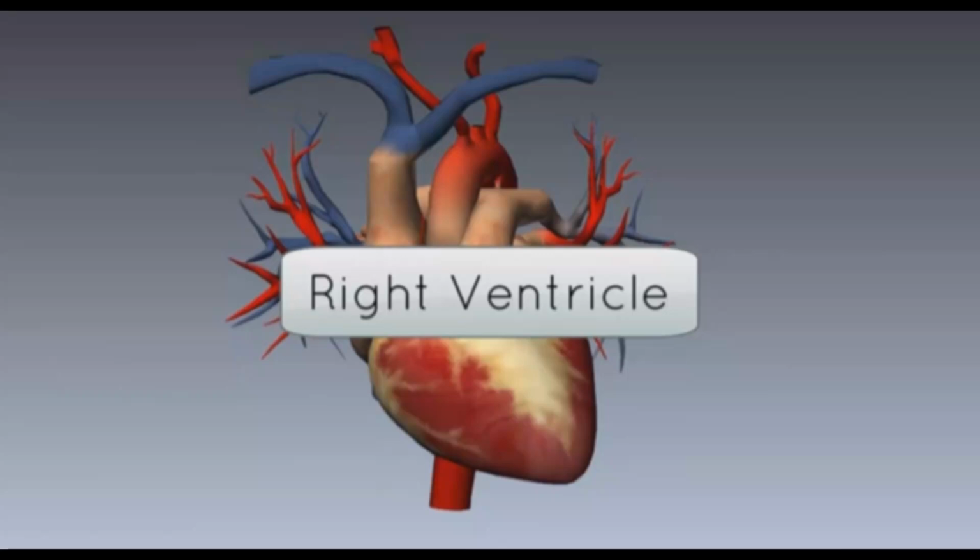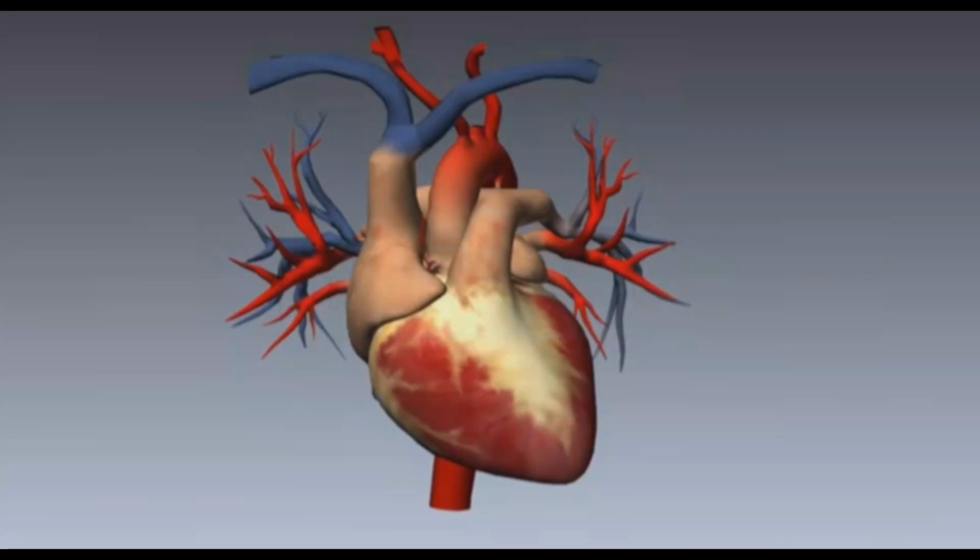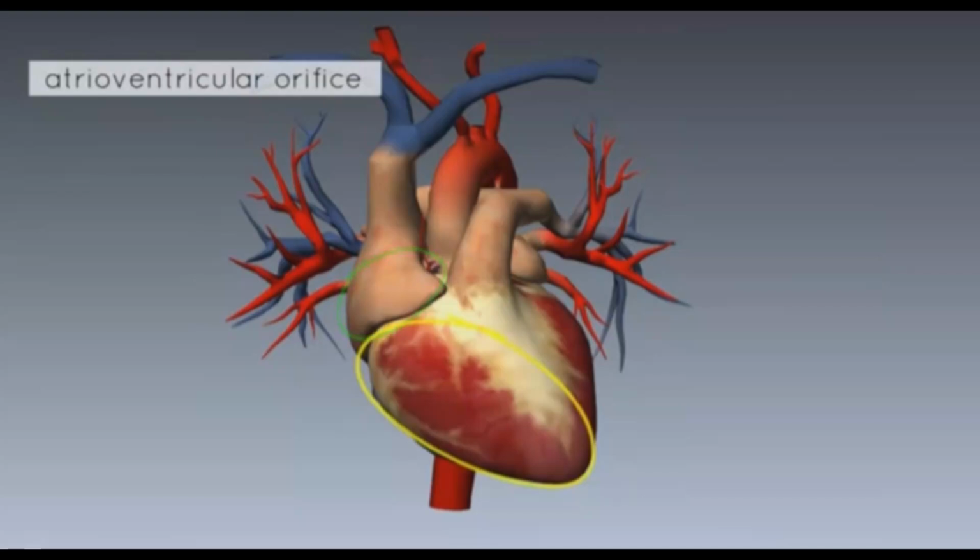Okay, so now we're going to take a look at some of the features of the right ventricle. So you can see in this position, in the anatomical position, the right ventricle here actually forms a lot of the anterior surface of the heart because of the way that the heart is angled in the mediastinum. So when the right atrium contracts, blood is sent into the right ventricle through the atrioventricular orifice.